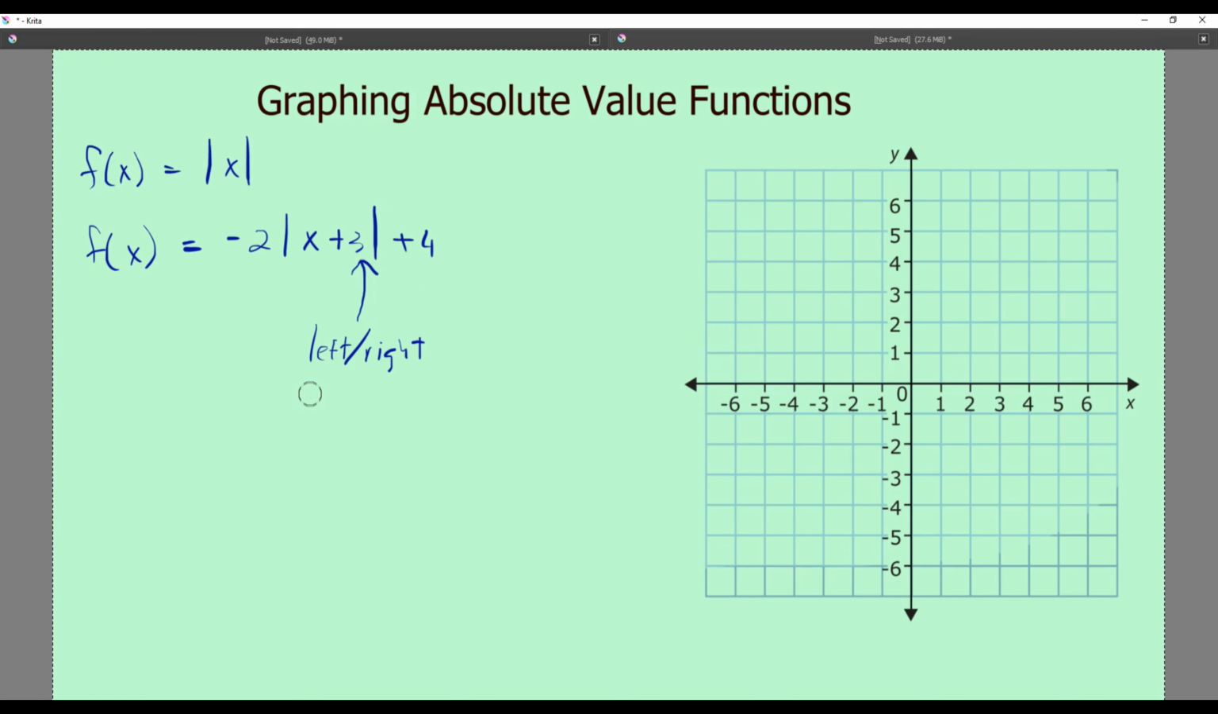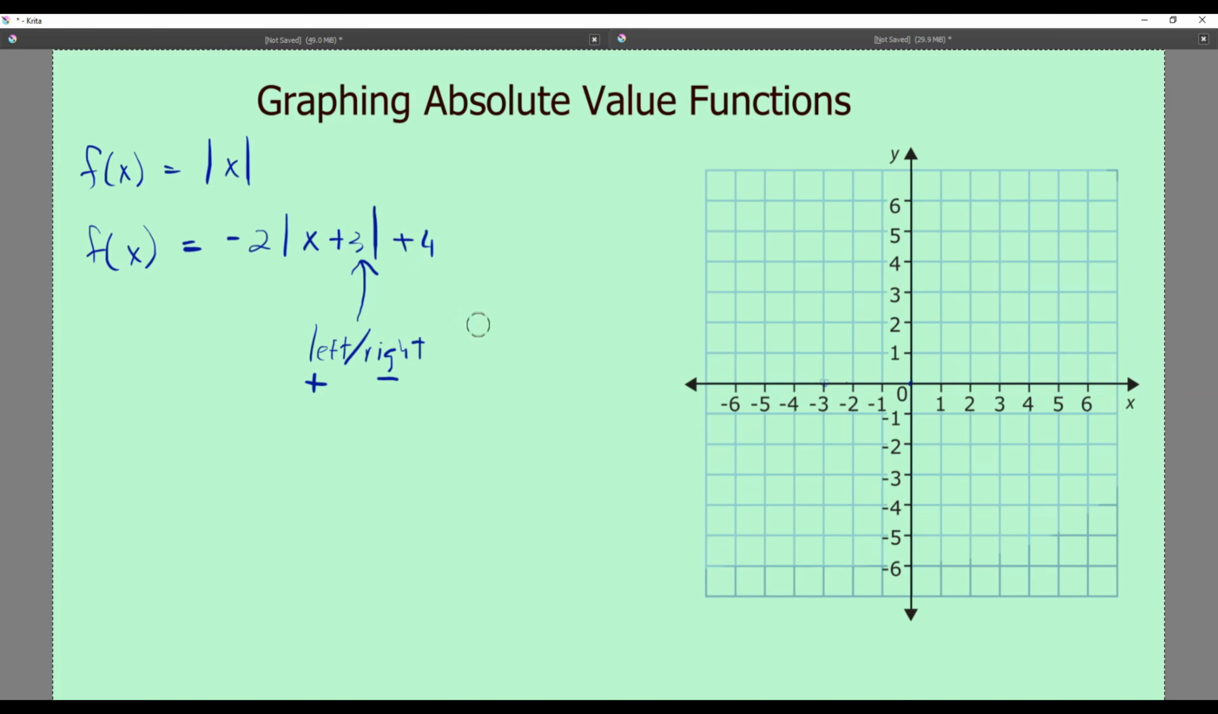Okay, so depending on the sign of it, it goes left or right. If it's positive, it goes left, and if it's negative, it goes right. So in this case, it's a positive 3. It goes left 3 units. You guys know how originally it starts at 0, 0, right? It goes left 3. So it could be here.